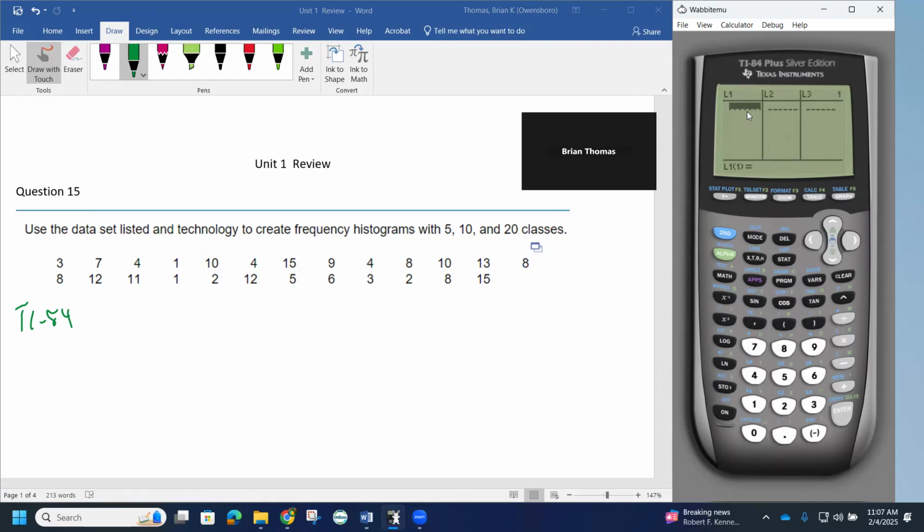My list one is clean. But remember, if your list one has got stuff in it, go up, hit the clear button, and then drop back down, and it should be empty. So I have 3, enter. I'm going to put this data into the calculator and I'll be back in a second.